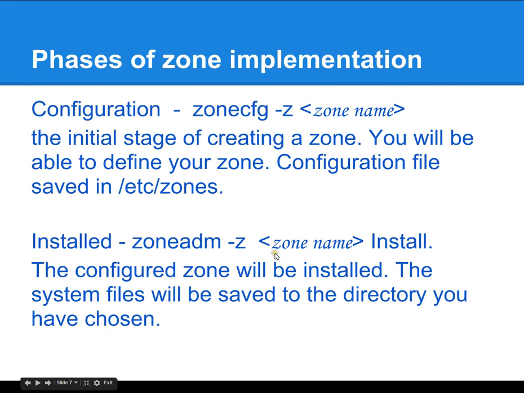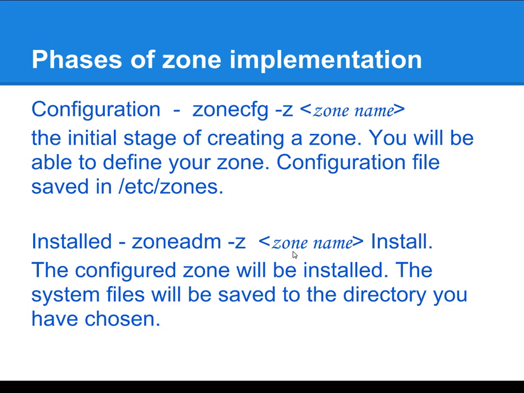Okay, so when you set up a zone, there are different phases that you have to go through. The first phase is the configuration phase. To configure a zone, basically you type zonecfg -z and then the zone name. For conversation's sake, we're going to say the zone that we want to create is app1. So you would type zonecfg -z app1, and then it will tell you that this zone doesn't exist. Would you like to create it?